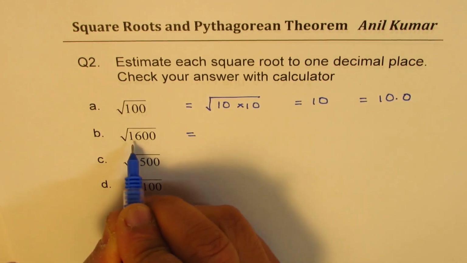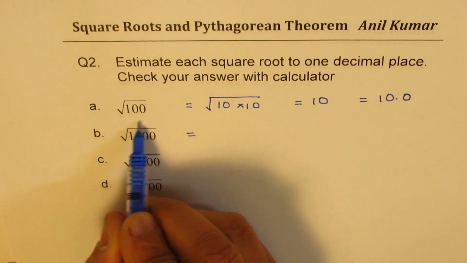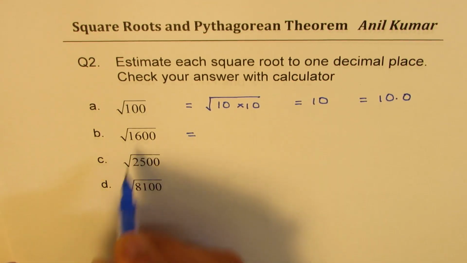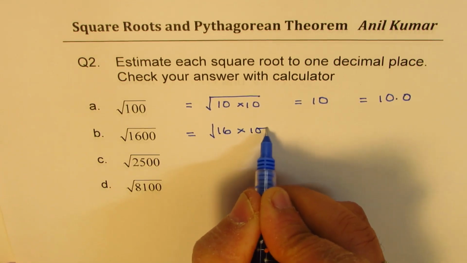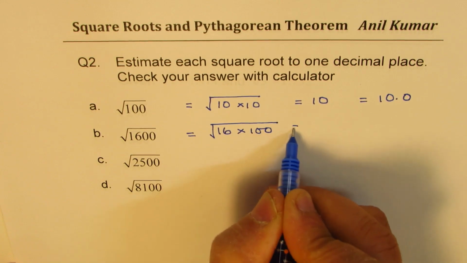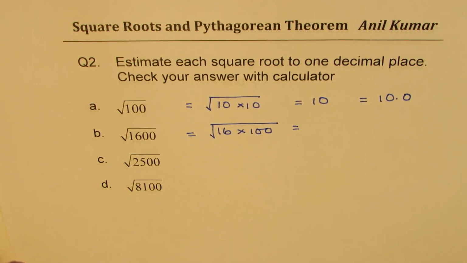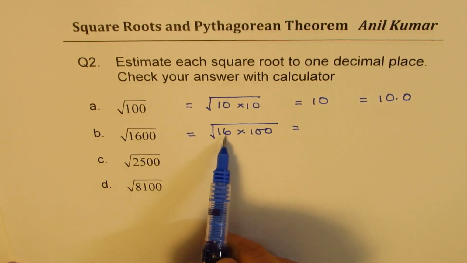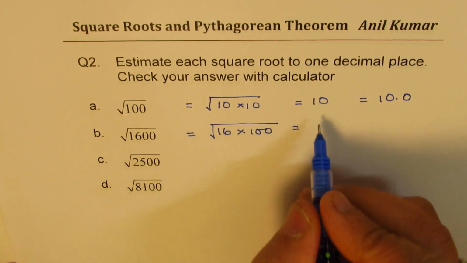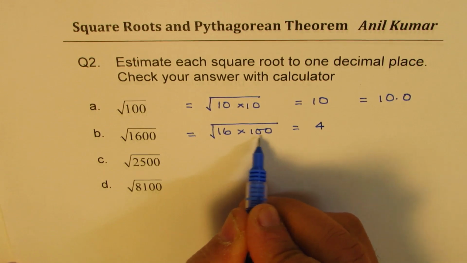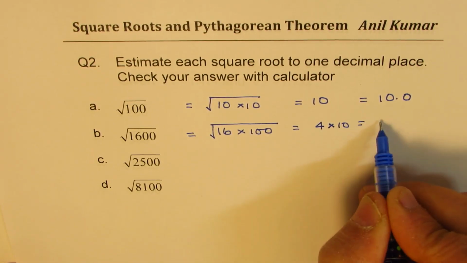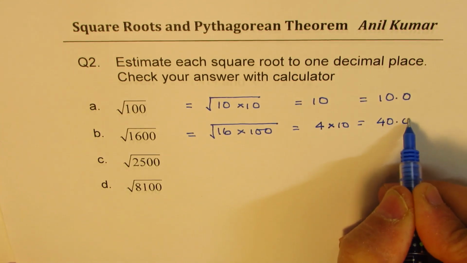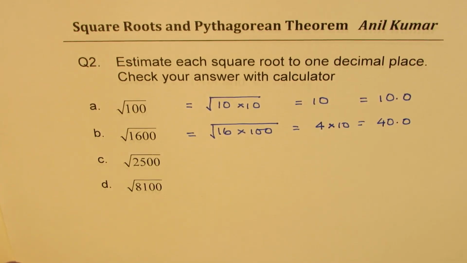1600. Now you understand, square root of 100 is 10. So I could write this as 16 times 100. So when you work with bigger numbers like hundreds, you could do like this. Now what is the square root of 16? Square root of 16 is 4 and square root of 100 is 10. So it could be 4 times 10 or 40. Let me write 40.0 for the time being, right?